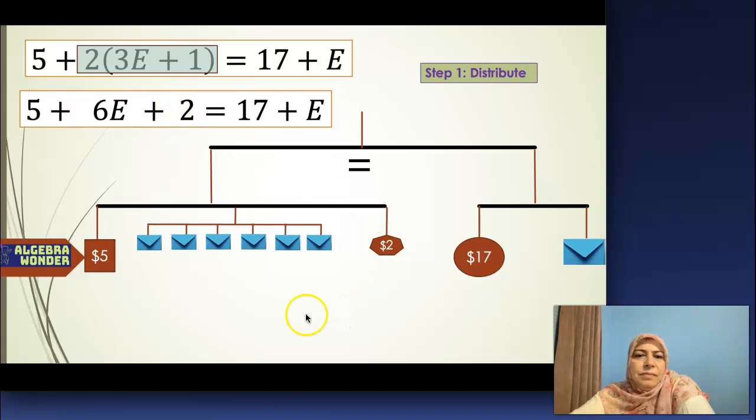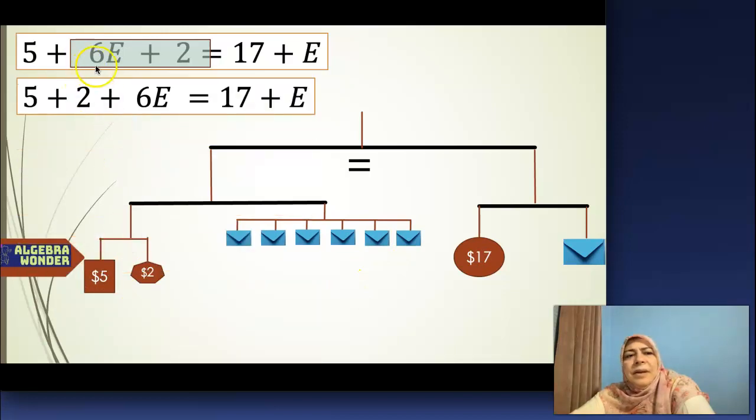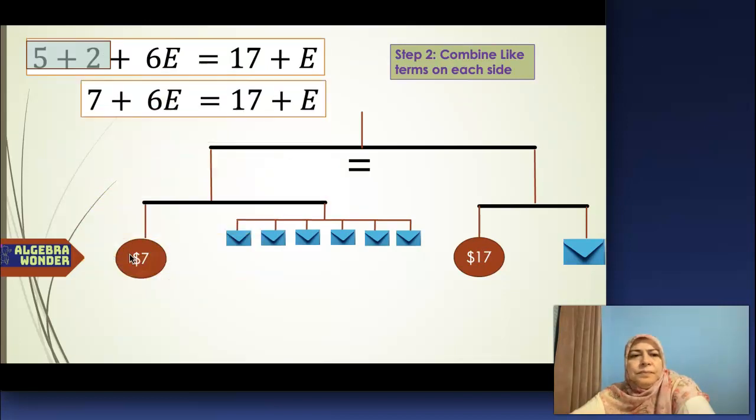Now I ask, what if I put the money together? I'm going to use the commutative property of addition, so I can switch the 6 envelopes with the 2. I can actually combine the 5 plus 2, because it's just a constant, just money. So we call this step combine like terms. $5 and $2 is $7.